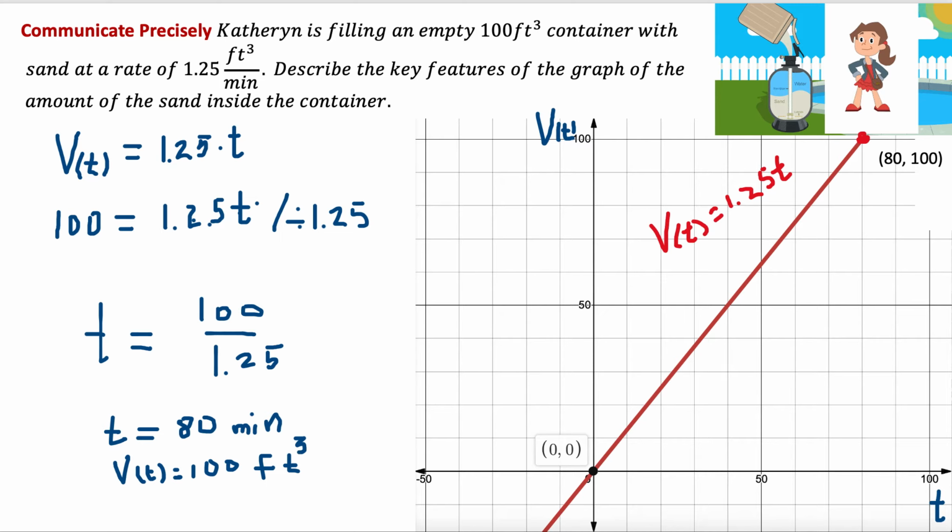And if we want to see the domain in this real situation, the domain is going to be from 0 to 80. If we look for the range, the range is from 0 to 100.